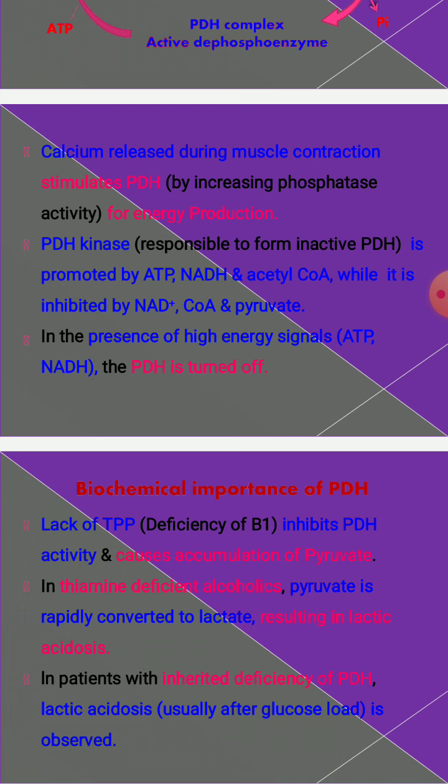So in patients with an inherited deficiency of PDH, pyruvate dehydrogenase, lactic acidosis is usually observed after a glucose load, right? After the glucose load, we can see the immediate formation of lactic acid from pyruvate because of the deficiency of thiamine pyrophosphate, that is TPP, which is a cofactor, in vitamin B1 deficiency, or in alcoholic people also we can make out this particular disorder, converting pyruvate to lactic acid immediately. That is nothing but lactic acidosis, an increase in the level of lactic acid production.